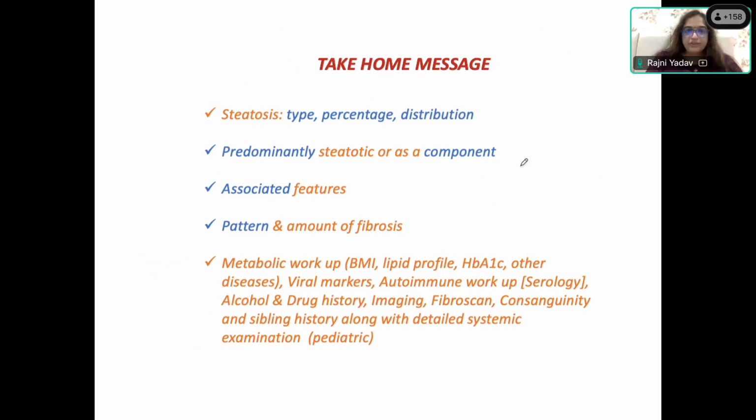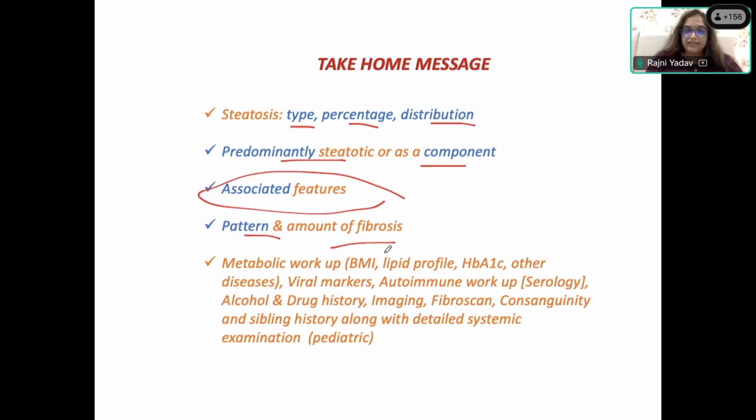So to conclude, once you see steatosis, you see what is the type, what is the percentage, and how it is distributed. So whether it is predominantly steatotic or it is just a component in that disease. Then associated features, cholestasis, inflammation, duct damage, granulomas, every other feature has to be seen. Then the pattern of the fibrosis, whether it is going with the fat and the amount of the fibrosis.